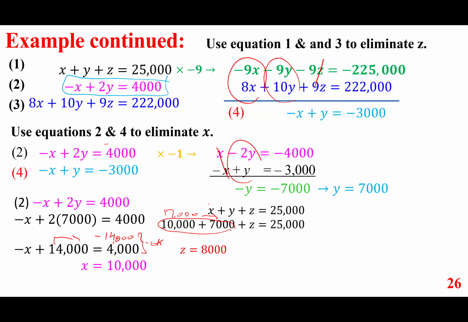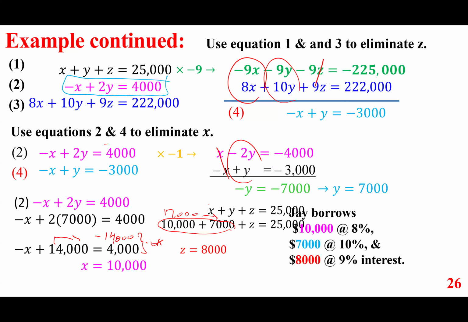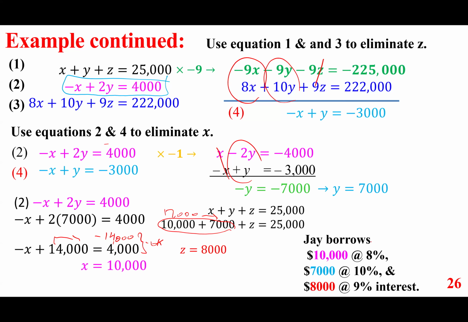So you do the following writing. So J borrows $10,000 at 8%, 7,000 at 10%, and 8,000 at 9%. That's how it seems to be the case. And you really want to double check that always with all the equations to be on the safe side. Okay. Again, this is one methodology to solve that.